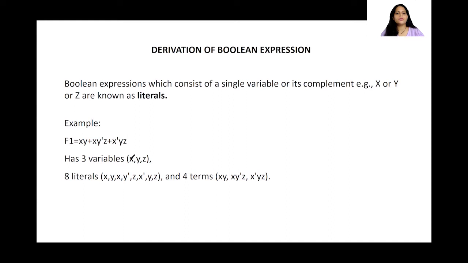Here there are three variables, x, y, z. Though we have x bar, y bar, z bar, the variables are still only three, which are x, y, z. Now, what are literals? Literals are all the combinations here. We have x, y, x again, y dash, z, x dash. All the combinations which are available, that is x, x bar, y, y bar, z, z bar. Not all of them are present here, but these are called literals.